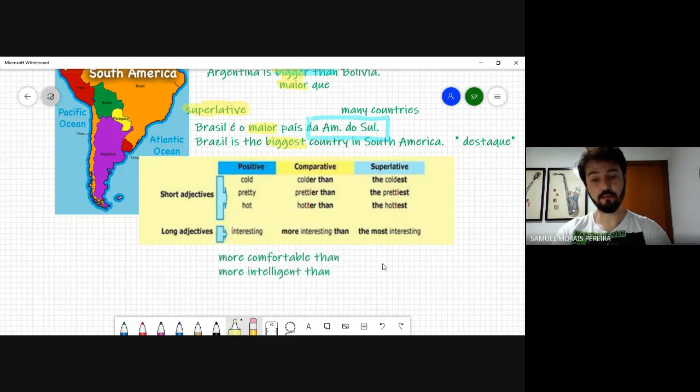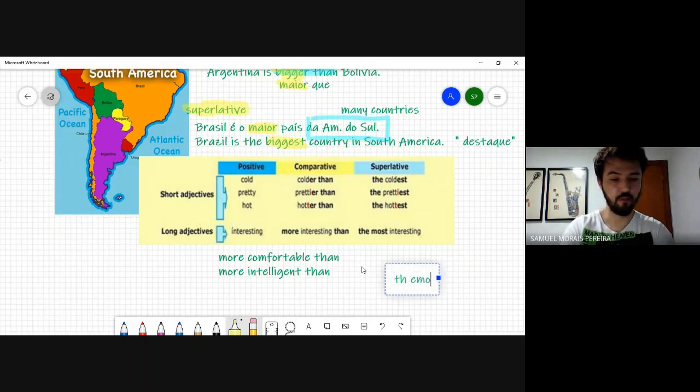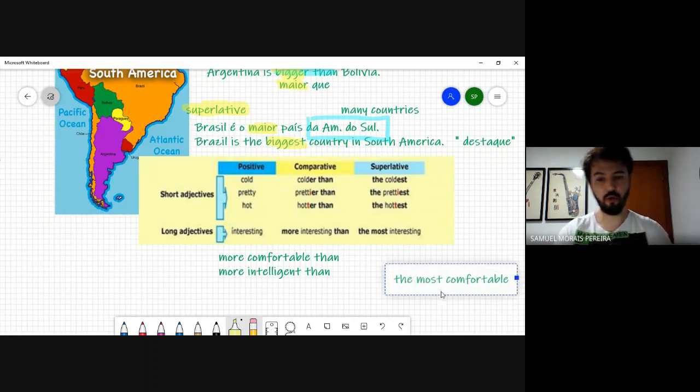And when I am talking about something in the superlative, no superlativo, eu não posso usar o more, mais, eu vou ter que usar o the most, que é o mais de todos. So, for example, o mais confortável vai ser the most comfortable. Se fosse o mais inteligente, seria the most intelligent. E assim por diante.